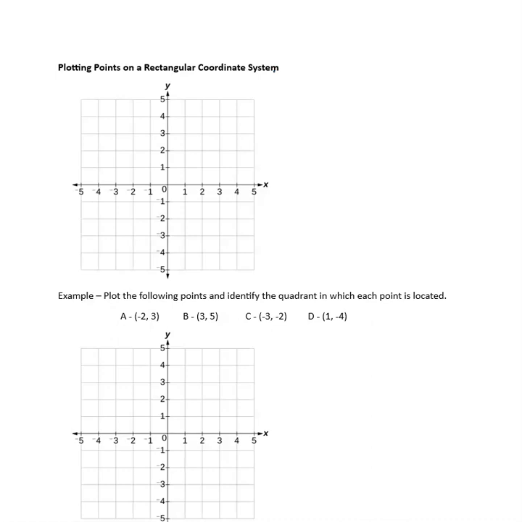In this video, we're going to look at plotting points on a rectangular coordinate system. But before we get into plotting the points, let's talk about some terminology that we need to understand. So the first bit of terminology is just the rectangular coordinate system itself, and that is this graph here, or this grid, that is made up of both the horizontal line that we refer to as the x-axis and the vertical line, which we refer to as the y-axis.